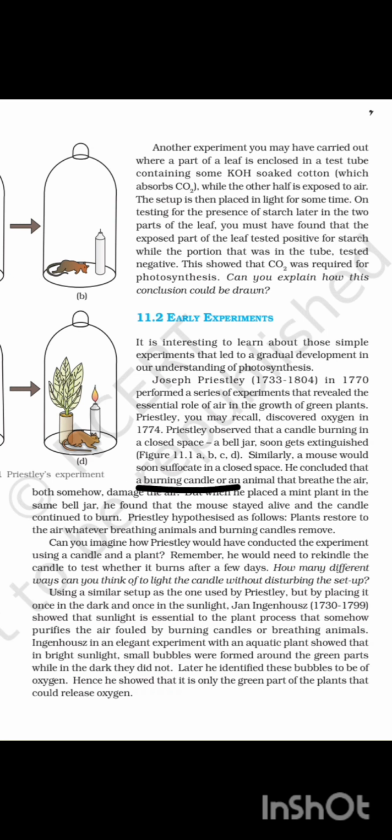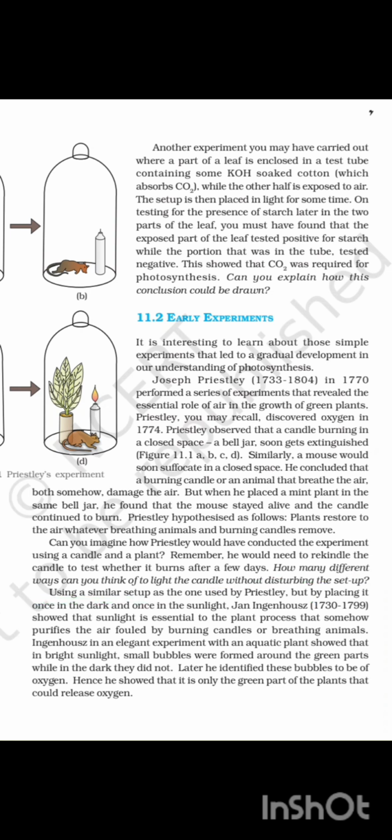He concluded that a burning candle or an animal that breathed in the air both somehow damaged the air. But when he placed a mint plant in the same bell jar, he found that the mouse stayed alive and the candle continued to burn. Priestley hypothesized as follows: plants restored the air, whatever breathing animals and burning candles removed. Can you imagine how Priestley would have conducted the experiment using a candle and a plant? Remember, he would need to rekindle the candle to test whether it burns after a few days. How many different ways can you think of to light the candle without disturbing the setup?